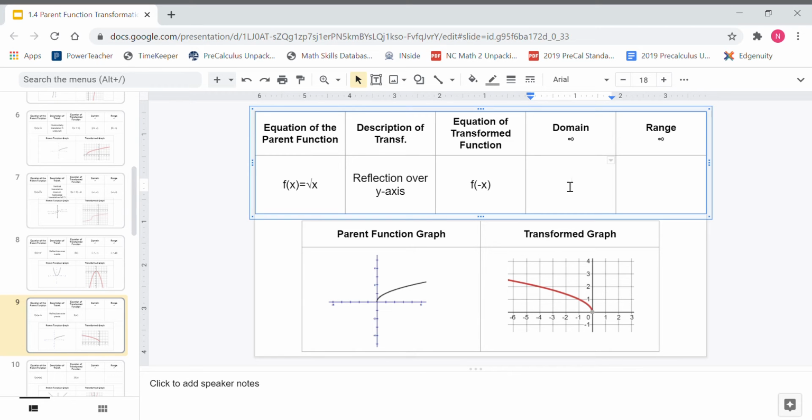All right, and since it is a horizontal reflection because it's moving horizontally, our domain is what's going to change and not the range. So my domain here is going to be negative infinity to 0, and my range is just like the parent function, so 0 to infinity.